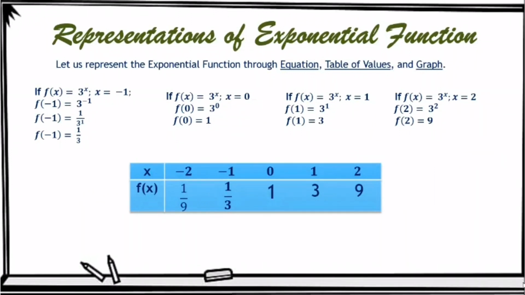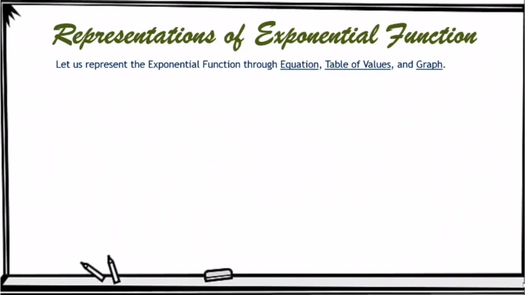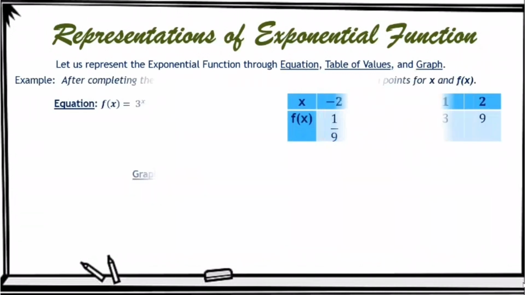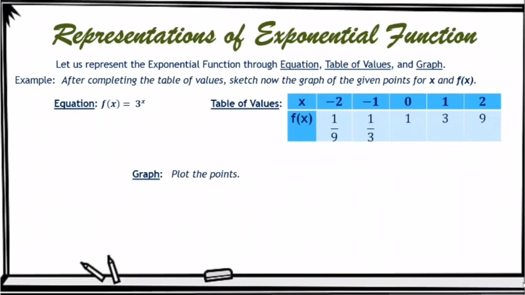After completing the table of values, you can now sketch the graph of the given points for x and f of x. Plotting the points, your graph will look like this.